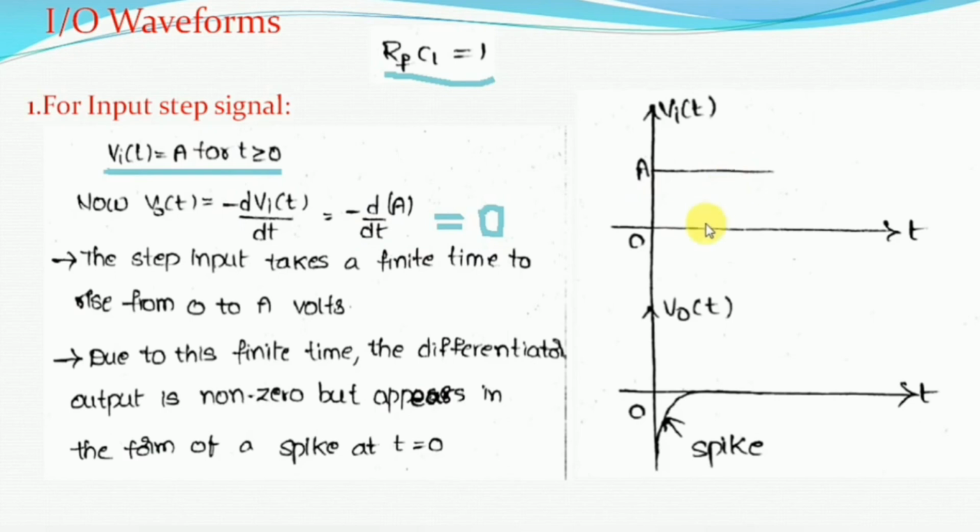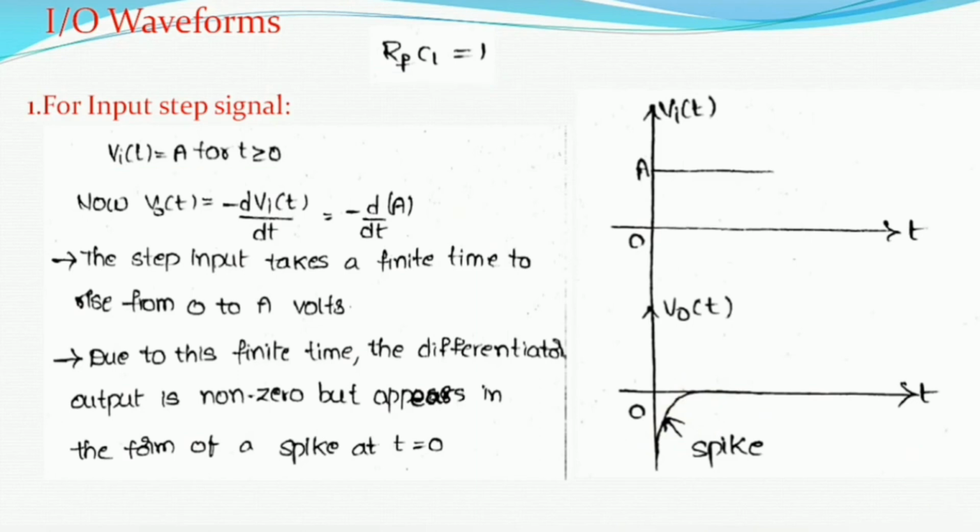But in practical, in order to raise the amplitude from 0 to A, it takes a finite time. So during this finite time, the differentiator output will be a non-zero value. So in order to differentiate, that some non-zero value will be present during the interval 0 to A, it appears in the form of a spike. So this is how the output signal looks like when the step signal is applied.